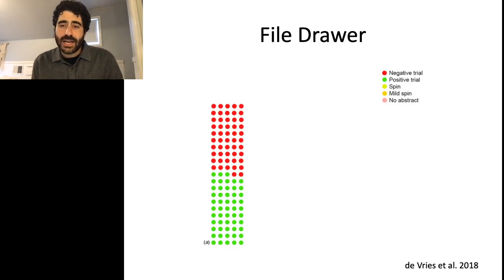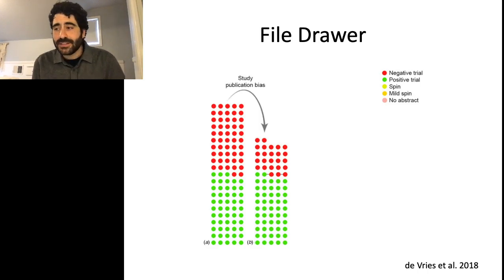Then they looked at how many of these trials actually got published. And what they found is that there was a bias in publication. The positive trials, all but one of them were published, whereas many of the negative clinical trials were not published.